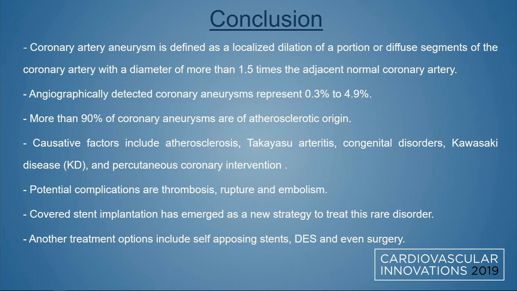So, conclusion: coronary artery aneurysm is defined as the localized dilatation of a portion or diffuse segment of the coronary artery with a diameter of more than 1.5 times the adjacent normal coronary artery. Angiographically detected coronary aneurysms represent 0.6% to 4.9%. More than 90% of coronary aneurysms are of atherosclerotic origin.